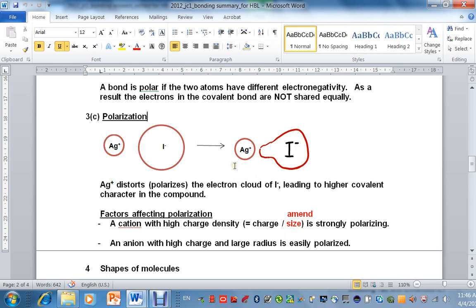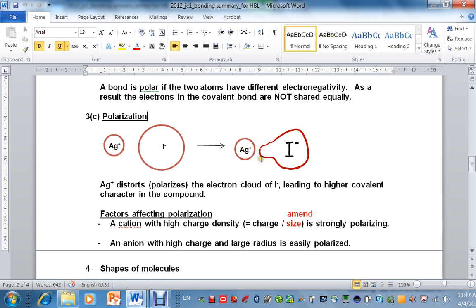I repeat, in polarization it is the cation that attracts or polarizes the electron cloud of the anion towards itself. So as a result, the electron cloud of the anion is distorted. Some of the electrons are attracted towards the cation. And as a result, can you see that these electrons now don't belong solely to iodide? They are also partially owned by the cation.